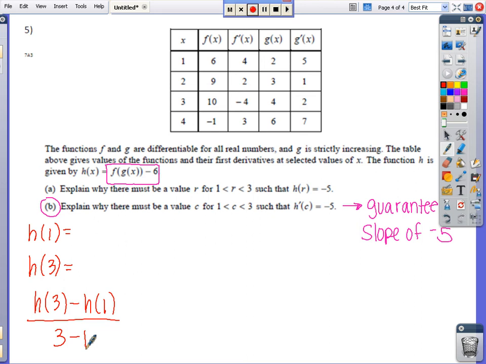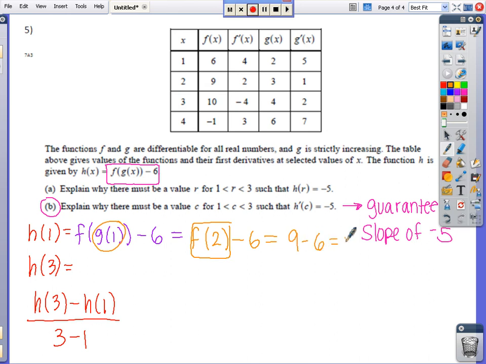H of 1 would be f of g of 1 minus 6. And so g of 1 is the first thing we do, which is 2. So I would be finding f of 2 and then minus 6. Next we do f of 2, which is 9, and 9 minus 6 is 3. Next piece, h of 3.